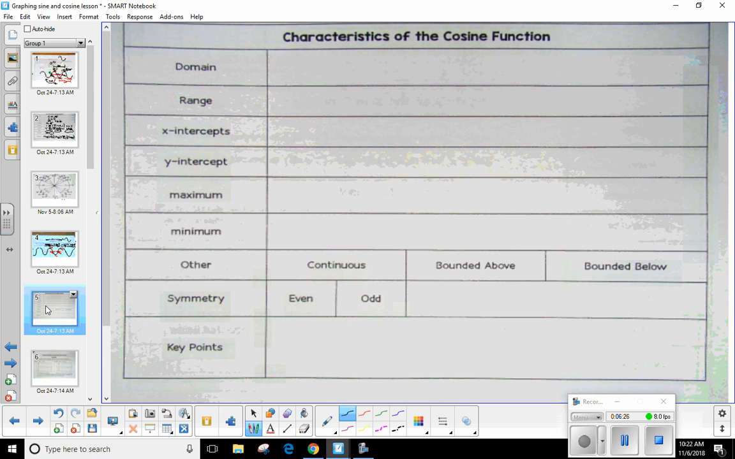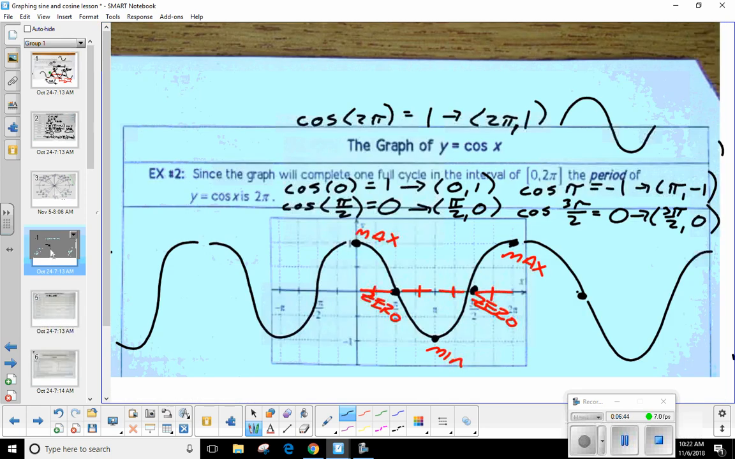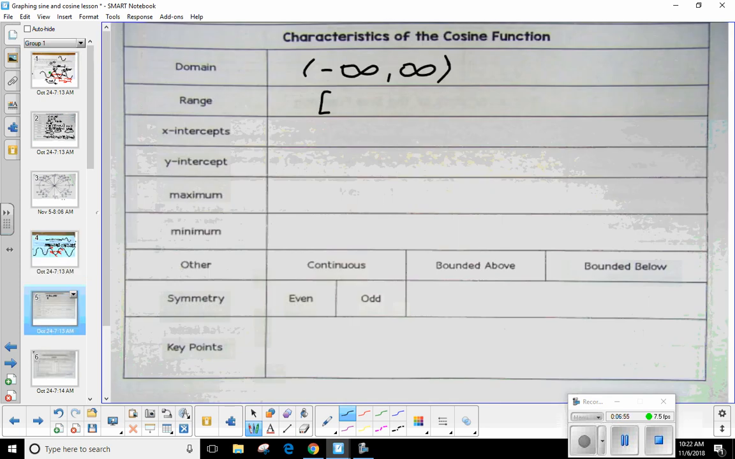So what do you think his domain is? Yeah, it's all reals. For the same reason sine is all reals, we can rotate both clockwise and counterclockwise an infinite number of times. So negative to positive infinity. What about the range? How tall is he? Yeah, he's bounded above and below. The maximum is 1, the minimum is -1. So I'm going to include these: -1 to 1.